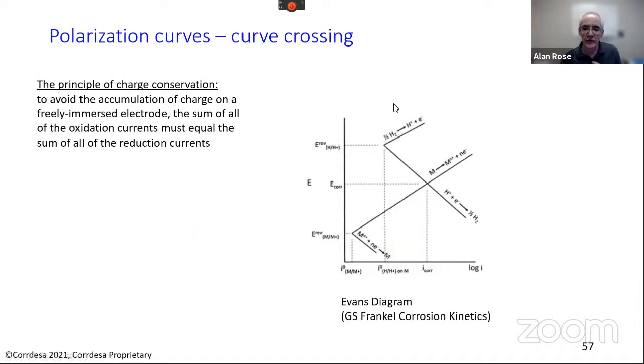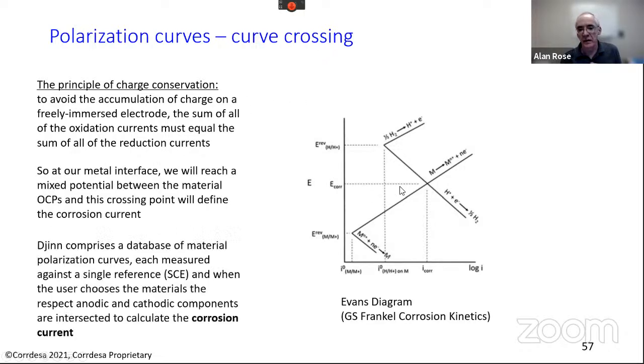So we have the polarization curves. It's based on the principle of charge conservation, avoids the accumulation of charge on the freely immersed electrode. And essentially, we can find the crossing point of different material curves. And at that crossing point, we have the corrosion current and the mixed potential. So we get that information out of this analysis if you have the data.